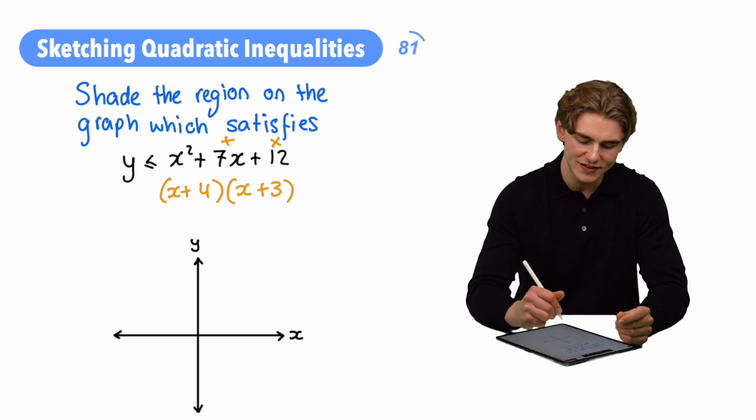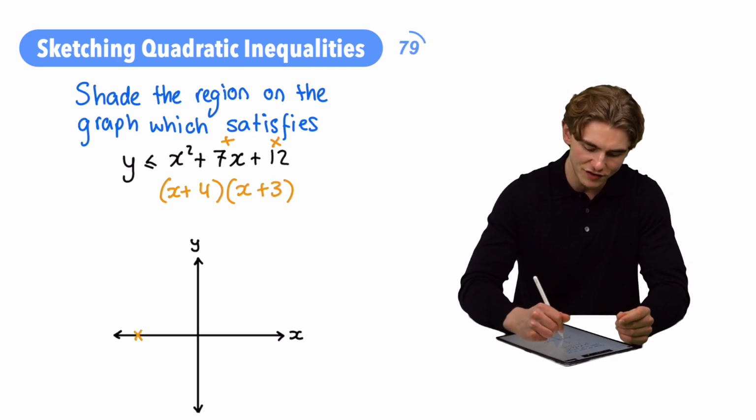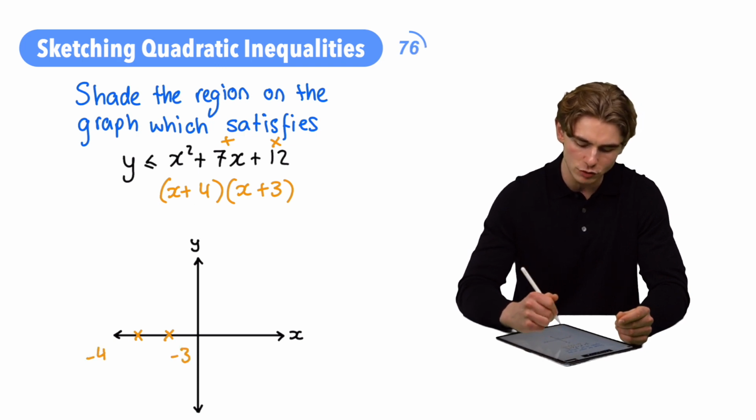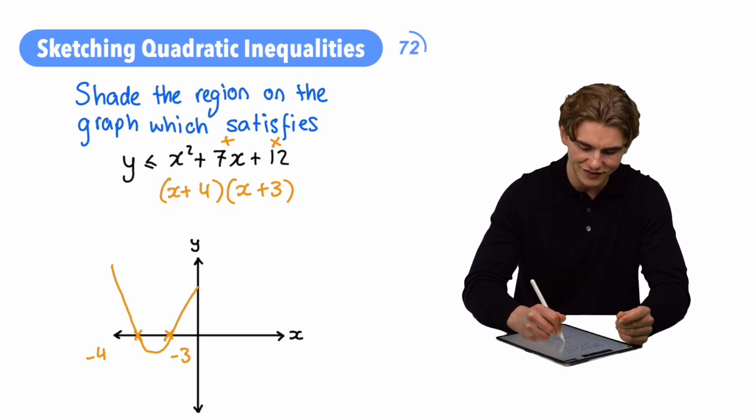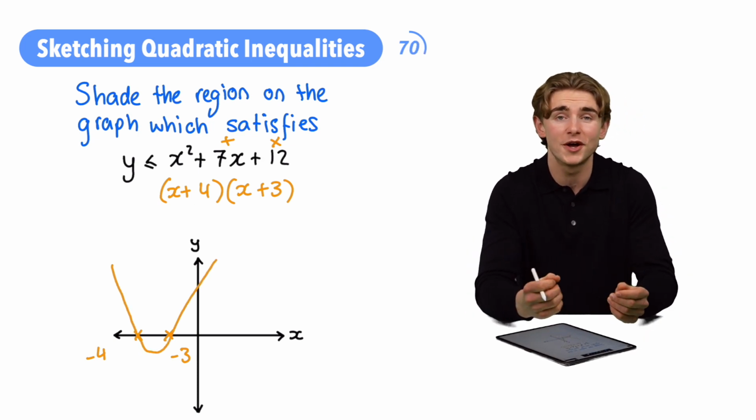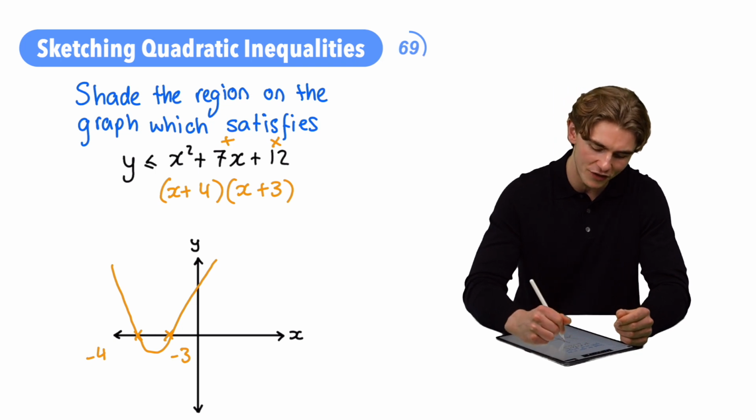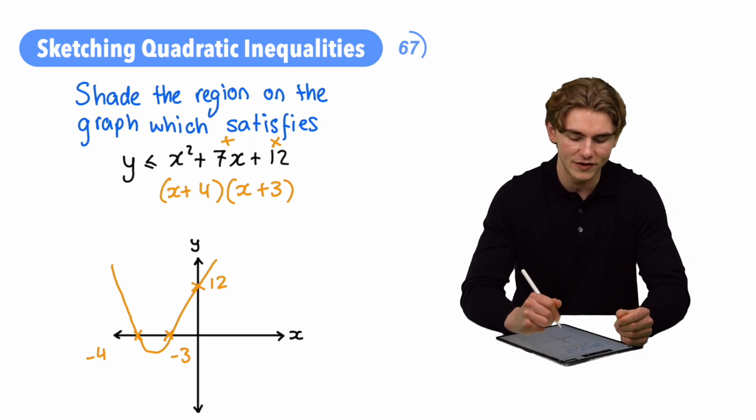Now, to find the x-intercepts, we can reverse those signs. We have minus 4 and minus 3, drawing those on very approximately. Now, guys, we know the general shape of a quadratic is this kind of U shape, so we're going to draw this just like so. That wasn't too bad. If we want to, we could put on the y-intercept, guys. It would be that number on the end, the 12, but we wouldn't have to in this question.